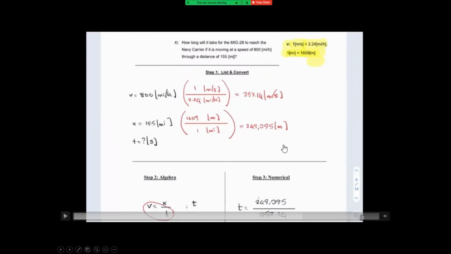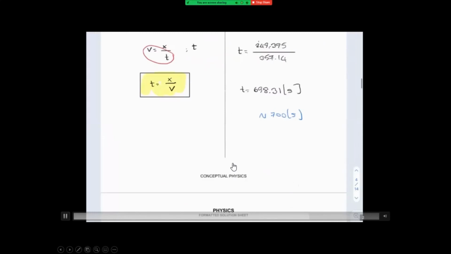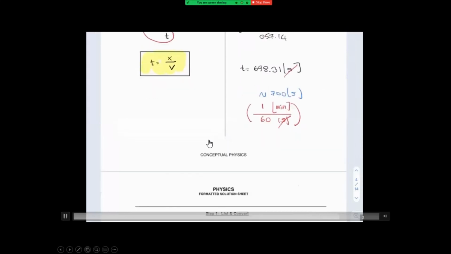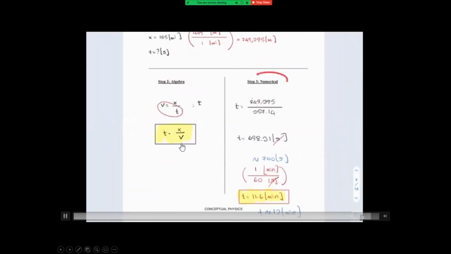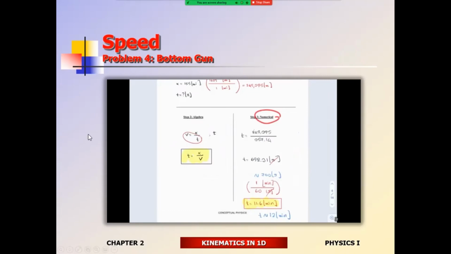So convert it to minutes, hours, days, years, light years. I don't care what it is. Just come up with something that you can understand, because there's always going to be a question at the end that requires you to analyze what you just came up with. All right, so that's pretty much okay. We're done with that. So let's just go back to the lecture review.